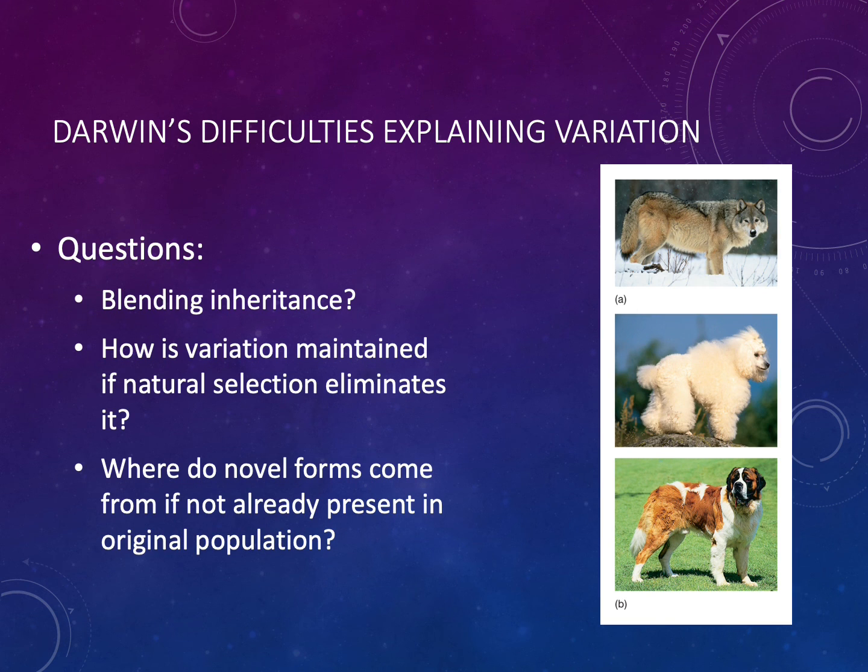So anyway, Darwin's contribution was pretty grand. However, he couldn't really explain a few things, which are explained in the next chapter. For instance, he had this concept of blending inheritance, which you can read more about in your book. But it begged the question, how is variation in a population maintained if natural selection eliminates it through the process of blending inheritance? And where do novel forms come from if not already present in the original population? So we'll explore some of these questions in the next chapter.